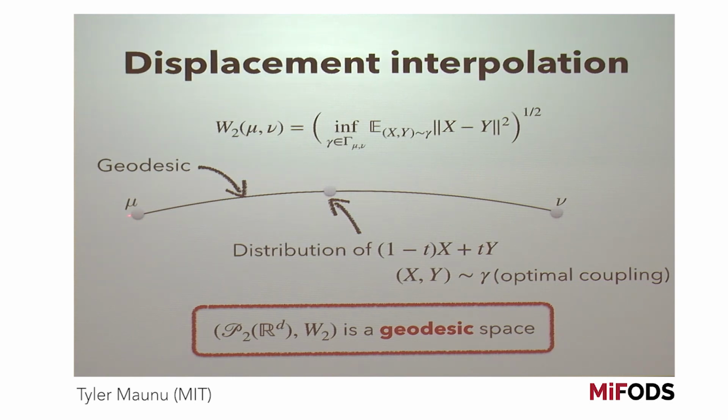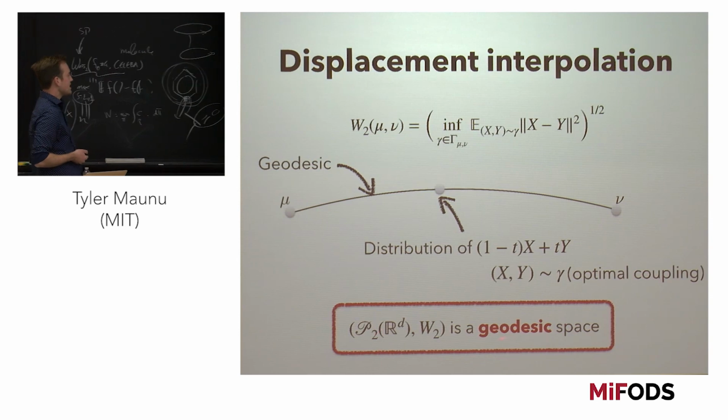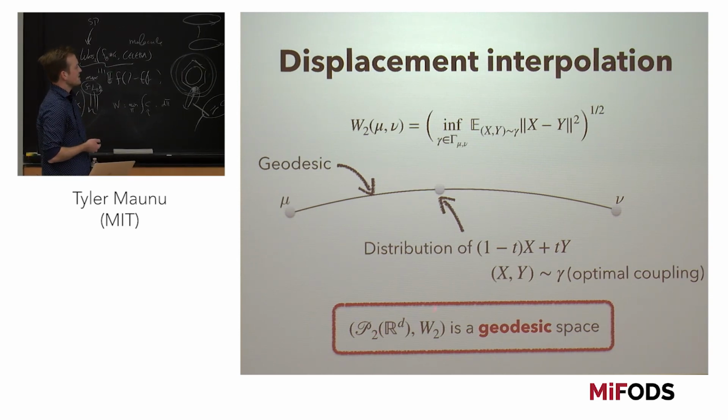And to go between the distribution mu and the distribution nu, the points along this curve are given by this displacement interpolation, where every point along this curve has distribution given by the law of 1 minus t times the random variable that has marginal mu, plus t times y, which has marginal distribution nu. And I'm assuming here that these x and y's are optimally coupled, so they actually achieve this infimum here. And this is how you end up finding the geodesics on this Wasserstein space.